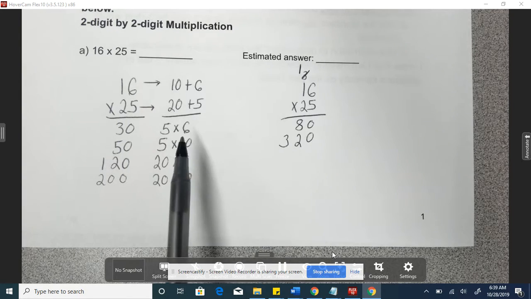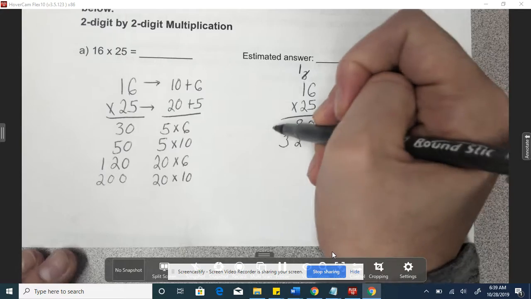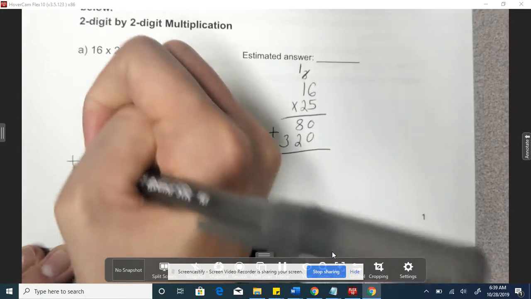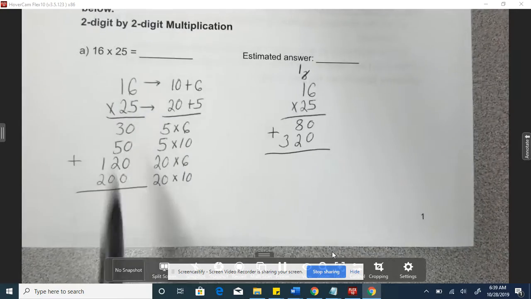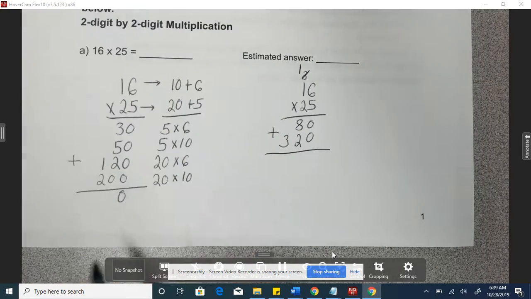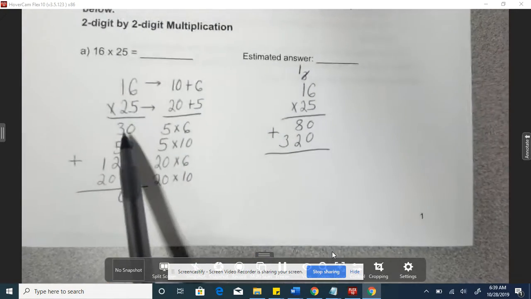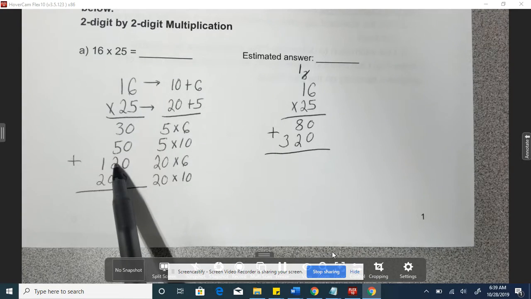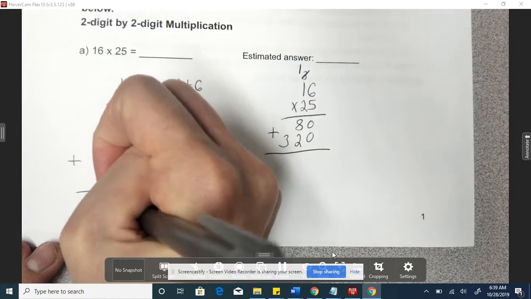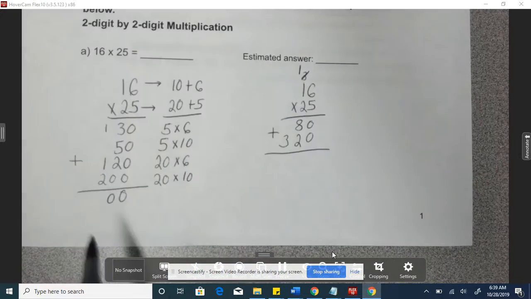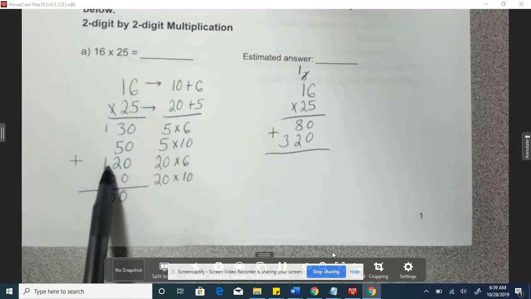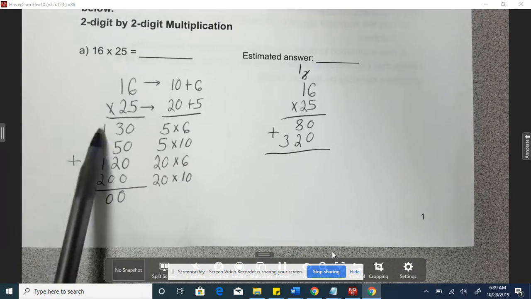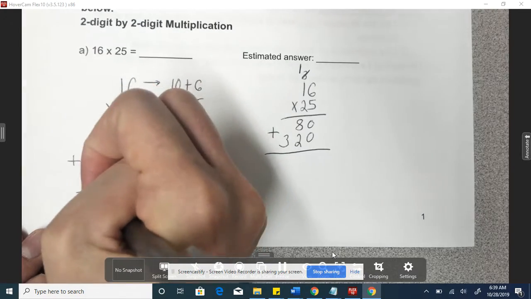Now that we've multiplied each of the factors, we're going to add them all up. I'm going to start with this one here. I'm going to add up my ones place. I'm seeing I'm getting 0. I'm going to add up my tens place. 3 tens plus 5 tens is 8 tens, plus 2 tens is 10 tens. I'm going to put my 0 in my tens place, carry my 1 to the hundreds place. 2 hundreds plus 100 is 3 hundreds, plus the 100 I carried over is 4 hundreds.